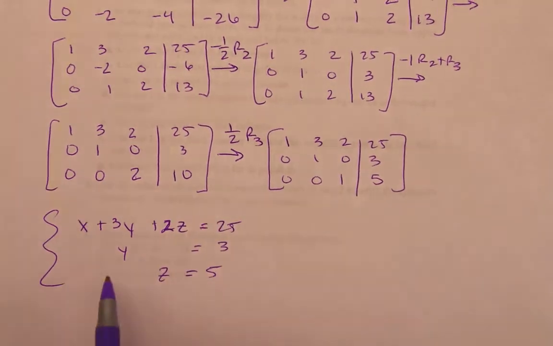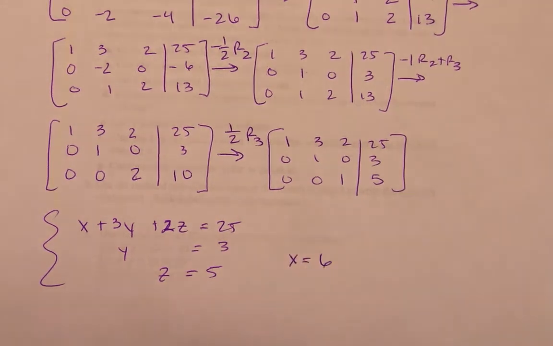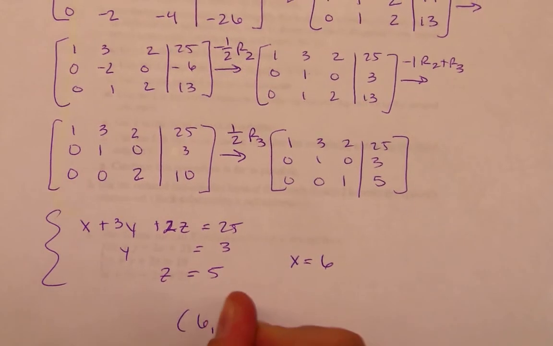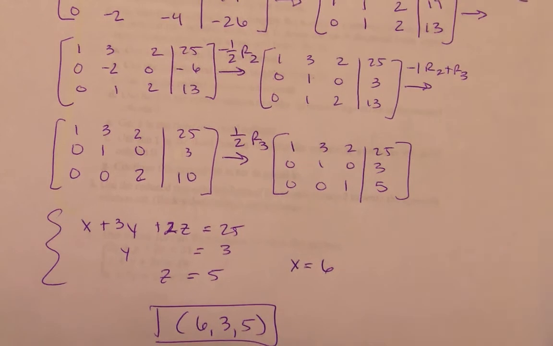So we've solved for y, and we've solved for z, and now we just need to solve for x. So when I plug those back in, x is going to equal 6. So my answer then is 6, 3, 5. And that's how we want to write our answer. And that's the end of that example. Let's go ahead and look at the next page real quick.